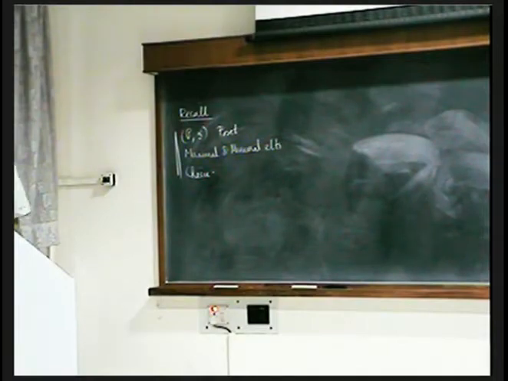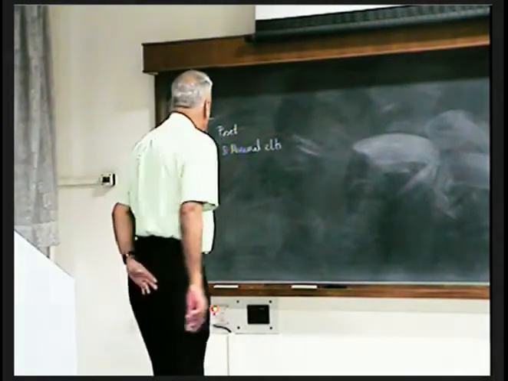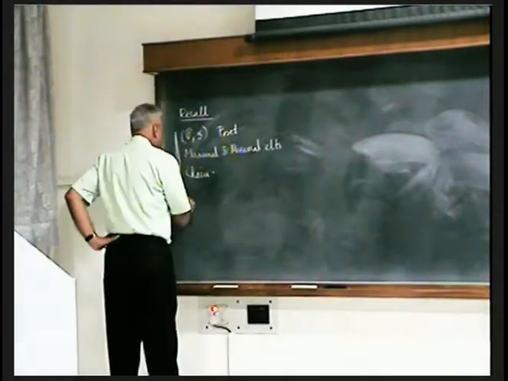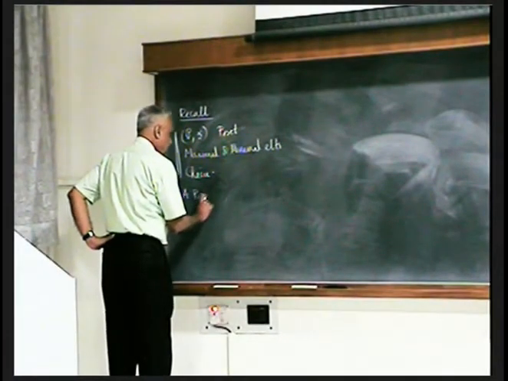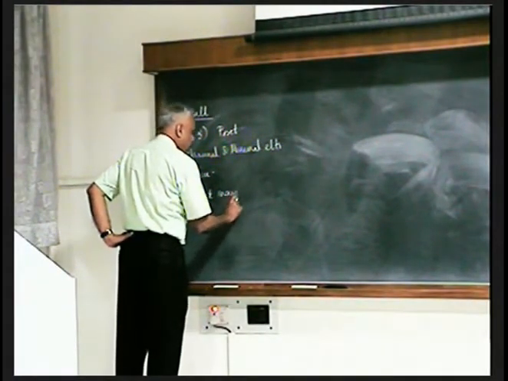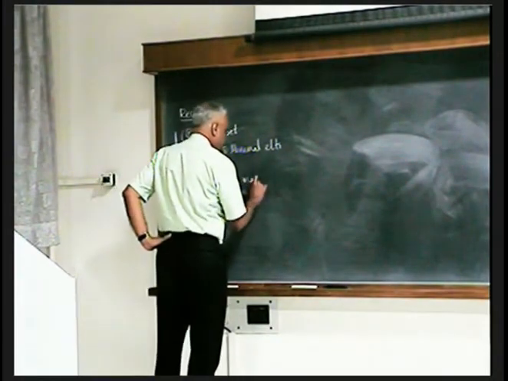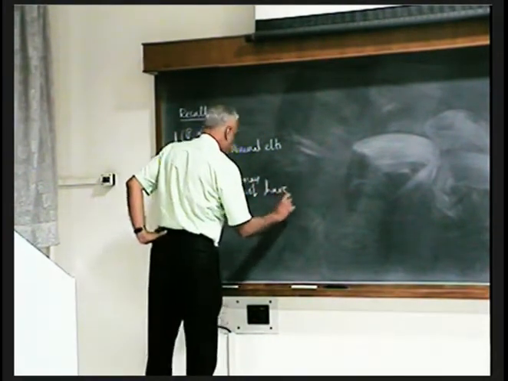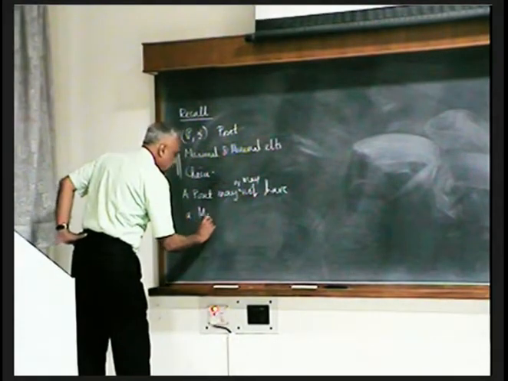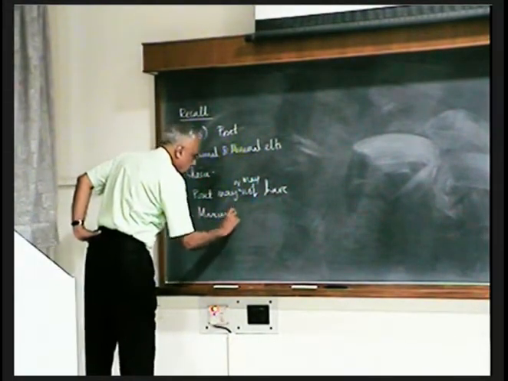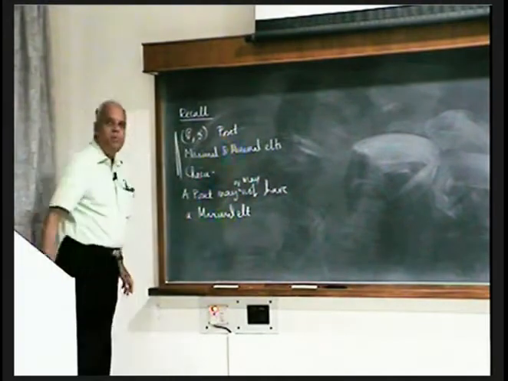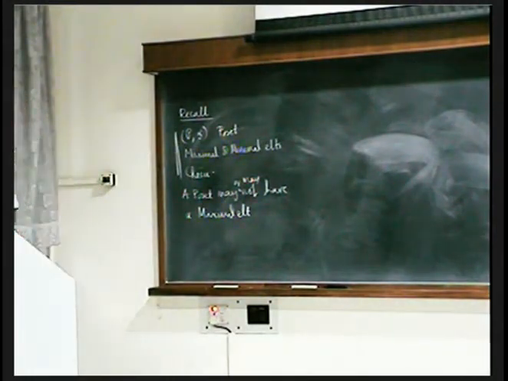We had a partially ordered set, and we observed that a partially ordered set may or may not have a maximal element. So our aim was to look for some condition which will guarantee the existence of a maximal element.